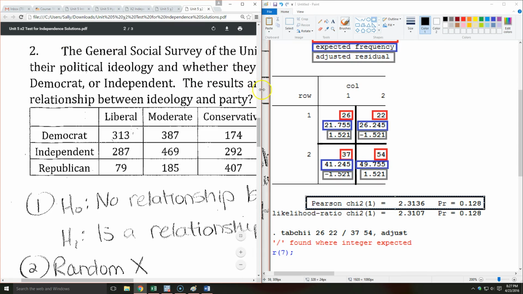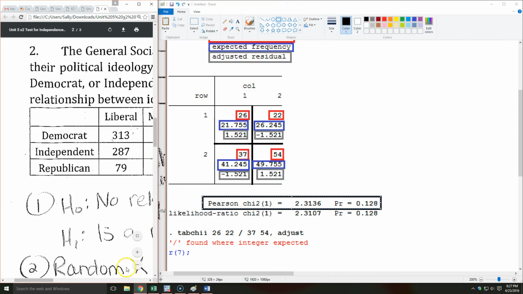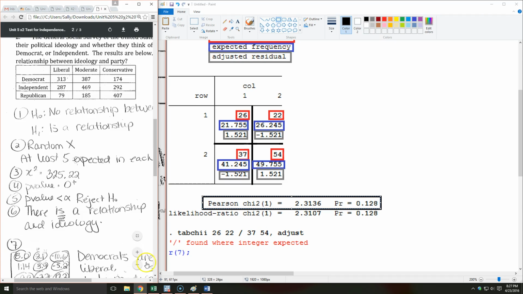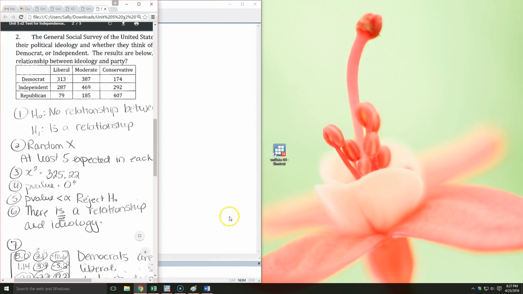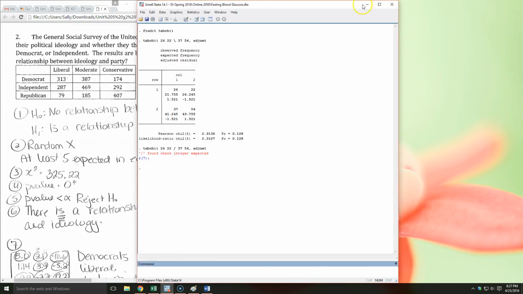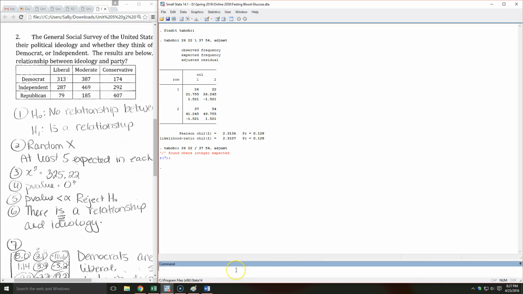So I'm going to window this over here, make it a little smaller. So when I enter this into Stata, I'm going to use the tab chi command, and I'm going to have each row, and you have to do it by row because remember the output gives you the same exact table back.